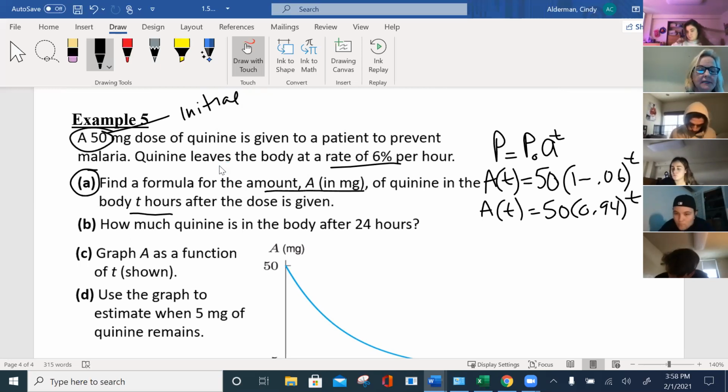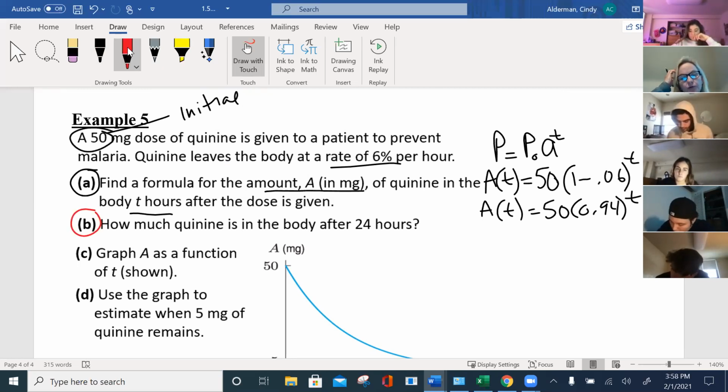So that's find a formula. Then in question B, they're asking you how much quinine is in the body after 24 hours. What are they asking you to find?